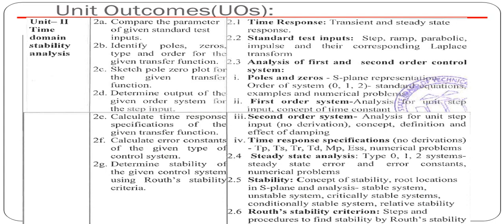Calculate time response specifications of the given transfer function. Calculate error constants of the given type of control system. And determine the stability of the given control system using Routh's stability criteria. So these are the unit outcomes of this unit, time domain stability analysis.